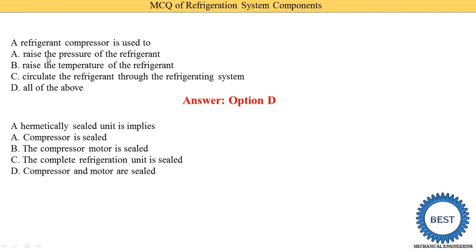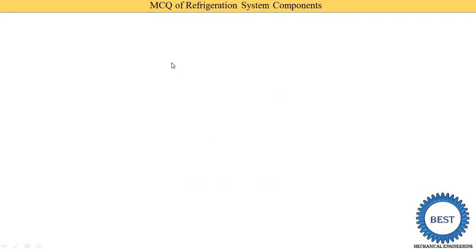It is not our question. The question is to focus on the fact that some power is required to run the compressor. That's why the motor is used. So compressor and motor are packed in one unit, and this unit is known as the hermetically sealed unit. So option D is the correct answer.